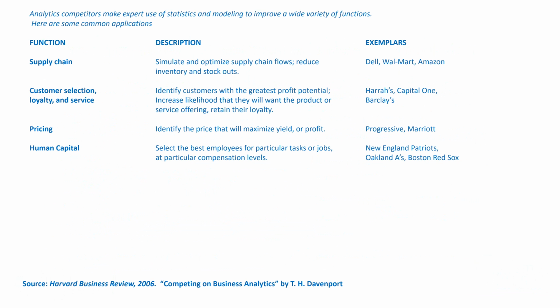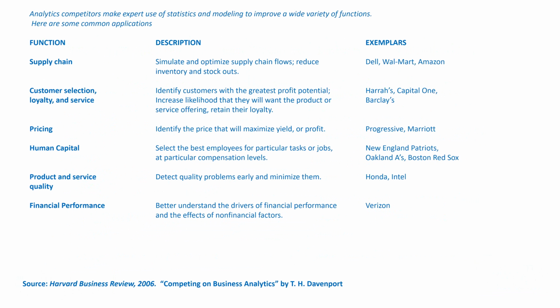For human capital, this is also a big new area now. Human resources are also using analytics big time. We see sports teams here. What they do is they select the best players for a particular task or job, and they also decide on particular compensation levels. For product and service quality, we see Honda and Intel. So they try to detect quality problems in advance and they solve them before they get any bigger. They use statistical methods to identify if the process is going above or below a certain level, and they act accordingly.